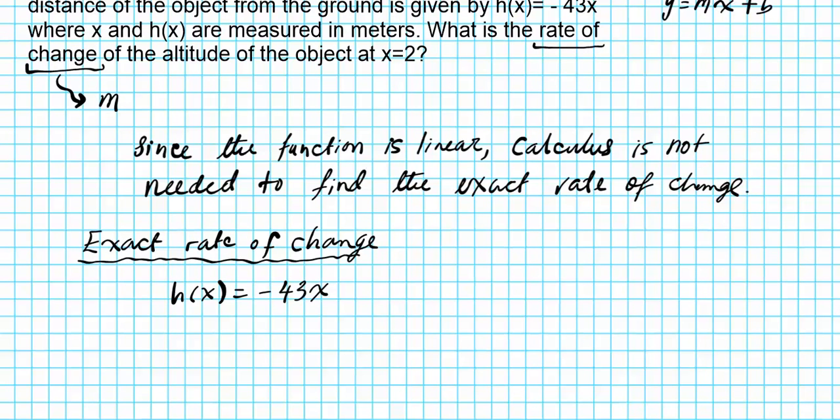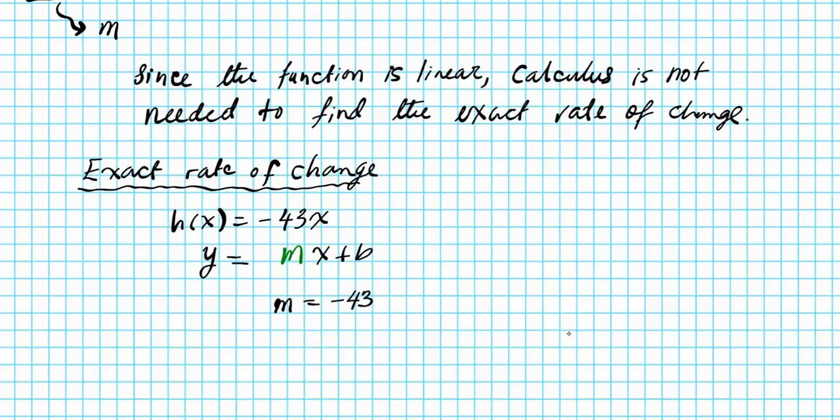So if I gave you a line with equation y equals mx plus b, can you find the slope or the rate of change? Absolutely. The coefficient of x is your slope, right? So in this scenario, that's exactly the same thing, okay? Your slope is the coefficient of x, which is negative 43. So guess what? That is your rate of change.